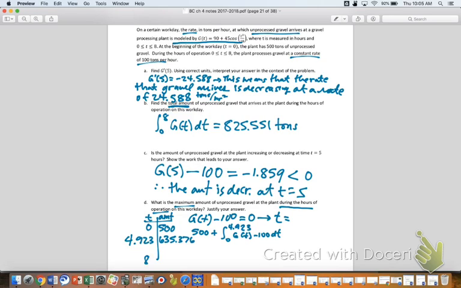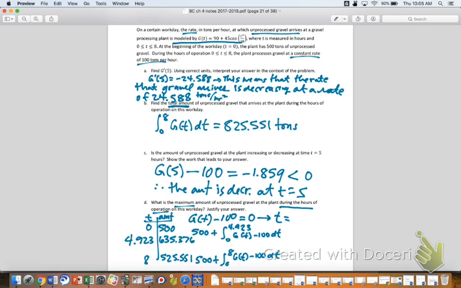There we go. For 8, it would be 500 plus the integral from 0 to 8 of g of t minus 100 dt. So what did you come up with for that one? 525? Oh, we already had that, didn't we? Oh, yeah. No, 825. Oh, never mind. That's how much arrived. Sorry, the 0.551 just sort of rang a bell for me.